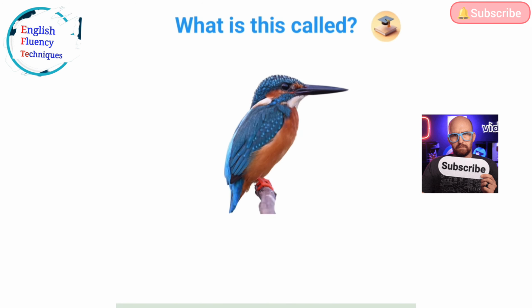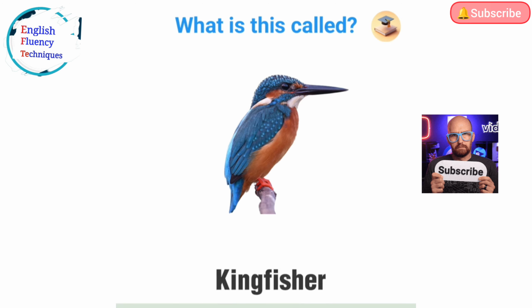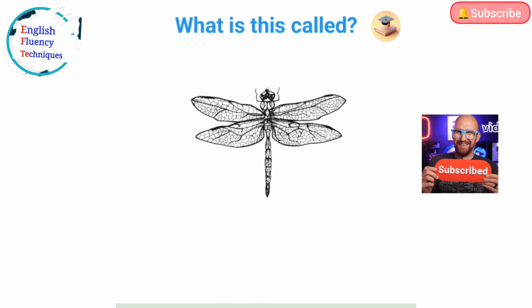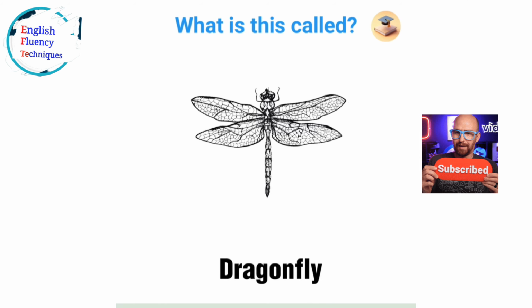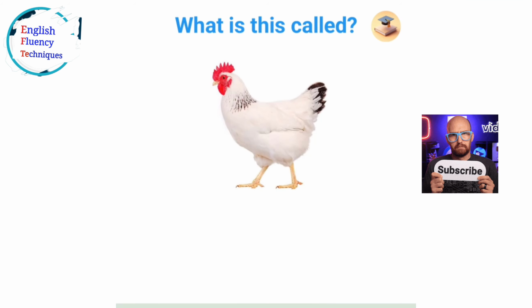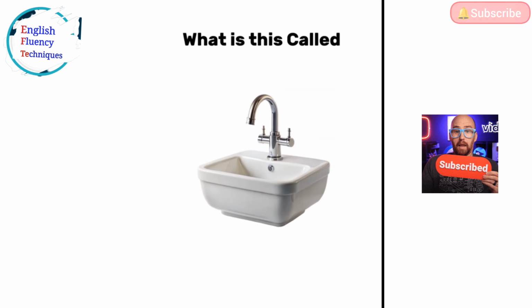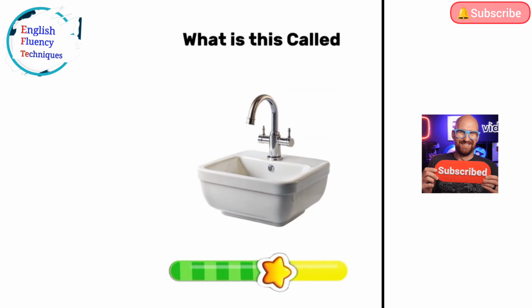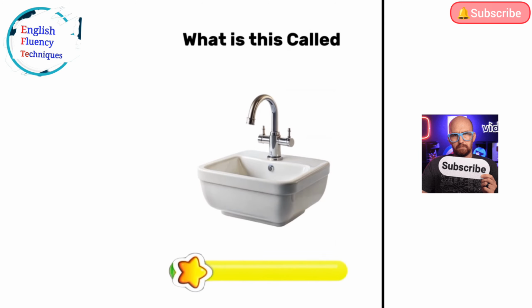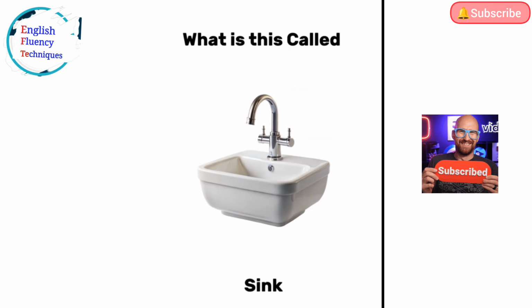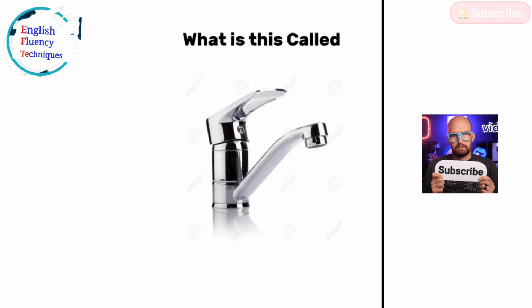Sparrow. What is this called in English? Kingfisher. What is this called in English? Dragonfly. What is this called in English? Write in comment. What is this called in English? Sink.